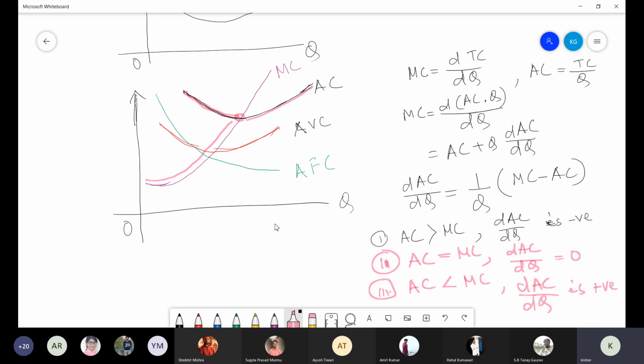And the way we are drawing it is okay. It is correct. And what conclusion can you draw from here? That the MC curve cuts your average cost curve from below at its minimum point.